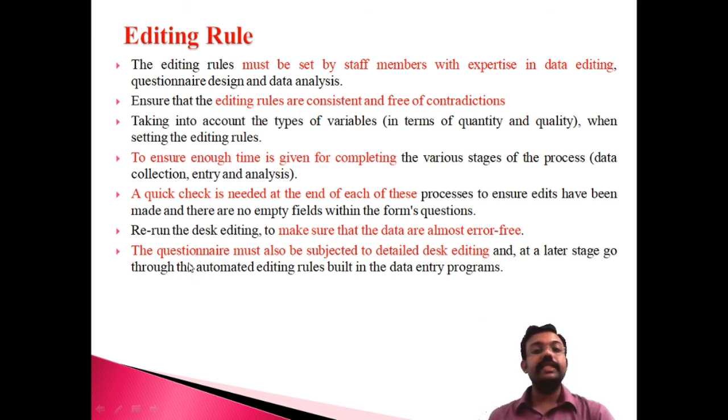So once again, editing is one of the important elements of data collection. Suppose your collected data must be properly edited, otherwise your analysis will be in trouble.